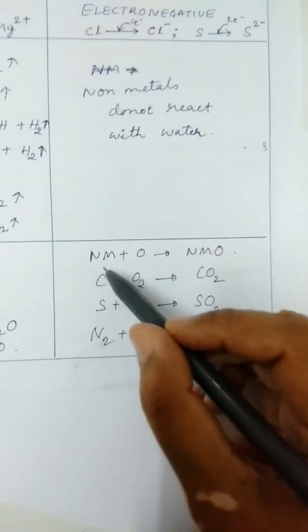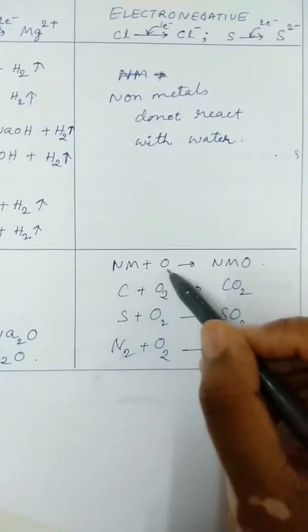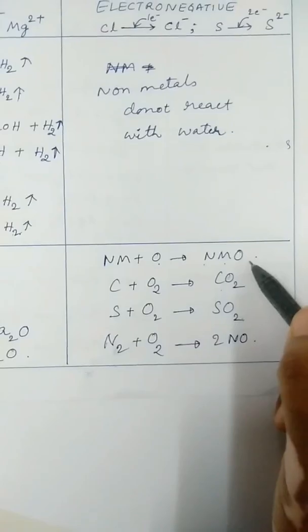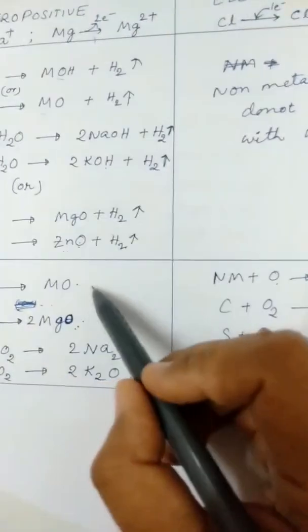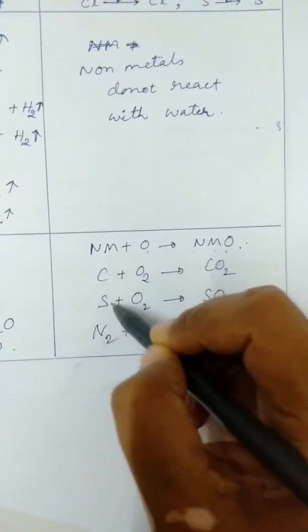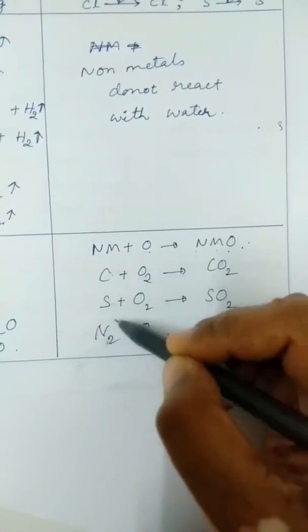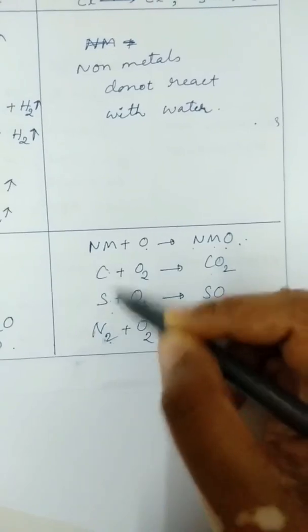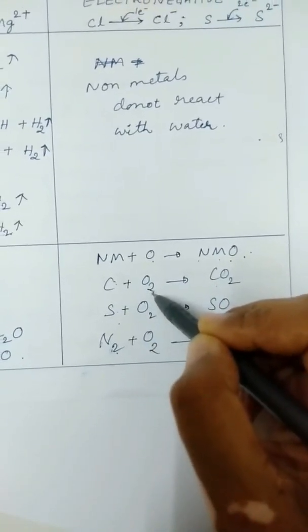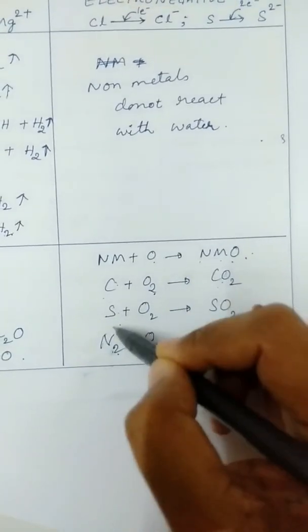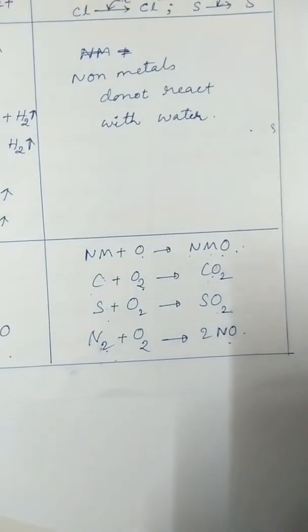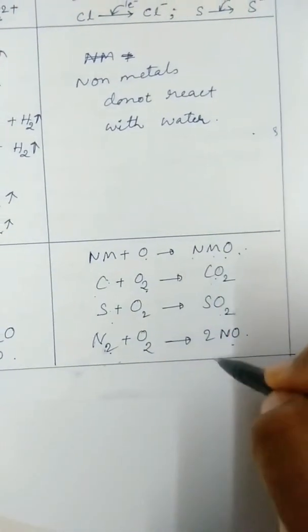Coming to non-metals, when they react with oxygen, they form non-metal oxides. Again, same like metal oxides, they form non-metal oxides. Can you name some non-metals, children? Yes, carbon, sulfur, nitrogen. Here, I have given these examples. When they react with oxygen, they form carbon dioxide, sulfur dioxide, and nitrogen oxide. Nitrogen dioxide also can be formed.